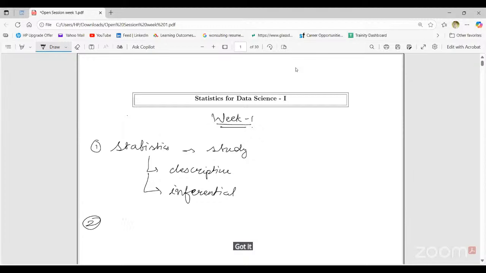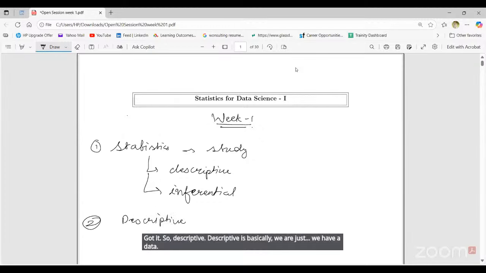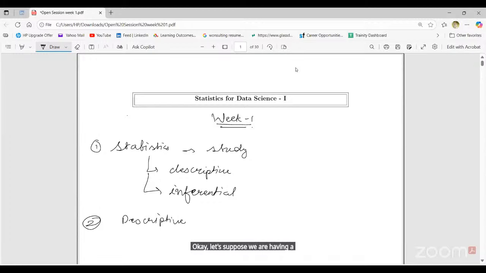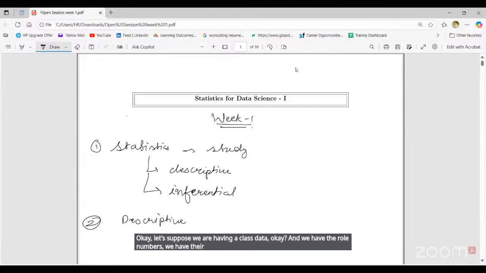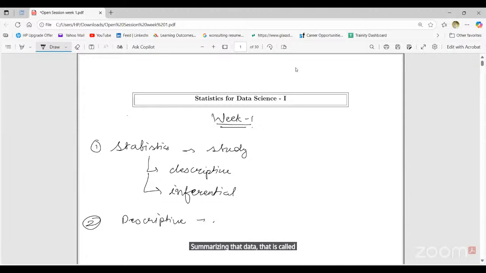Correct. So descriptive is basically we have a data. Let's suppose we have class data, with roll numbers, names, and their marks, their scores for maths and every subject. When we are just describing that data, we are just summarizing that data. That is called descriptive statistics. Is it fine? Yes, we are just summarizing that whole data.